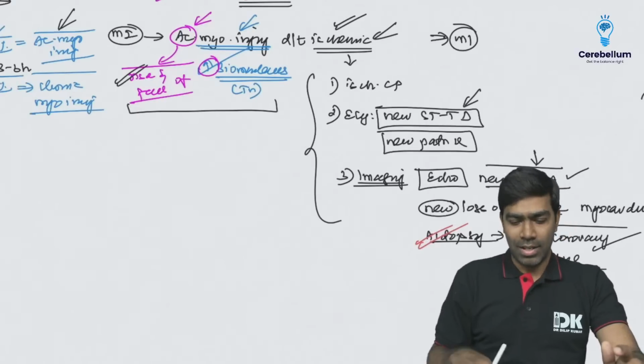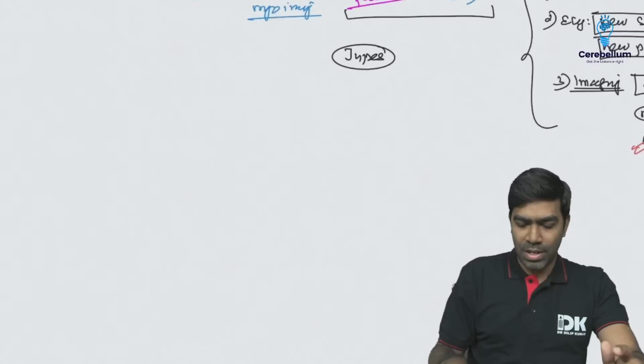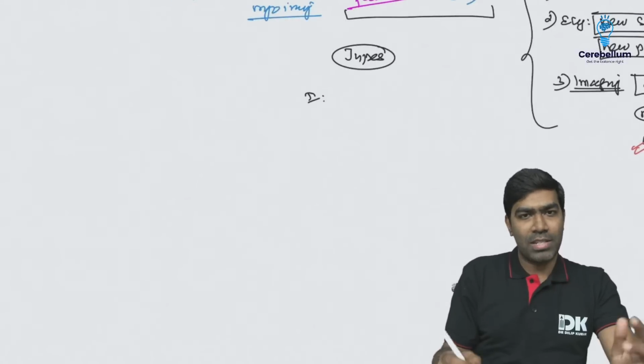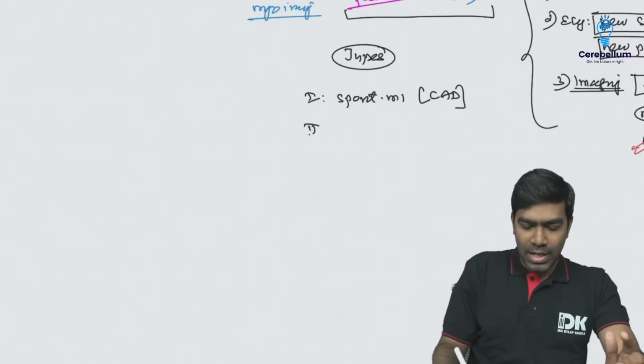That's all. What are the types of MI? Even that is a very important question in exam. So what are the types of MI? Type 1 MI is the most common form of MI. That's called as spontaneous MI. Usually it is due to coronary artery disease.